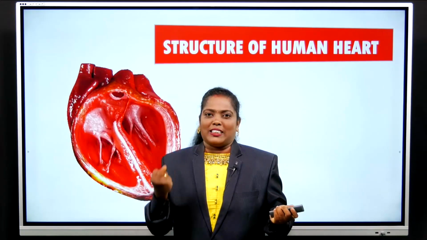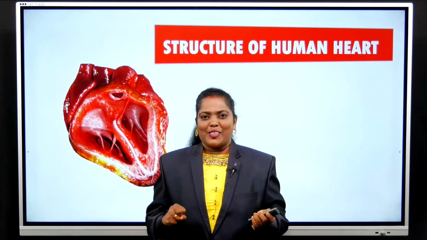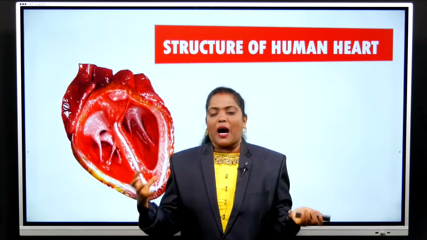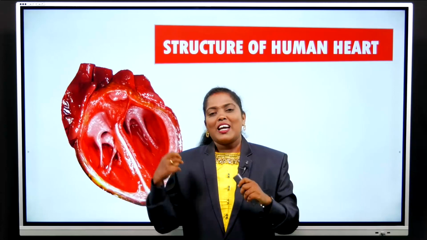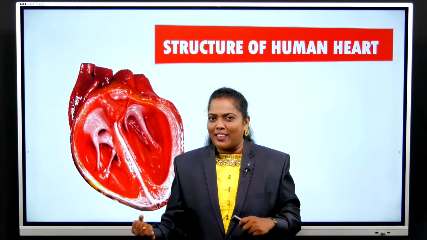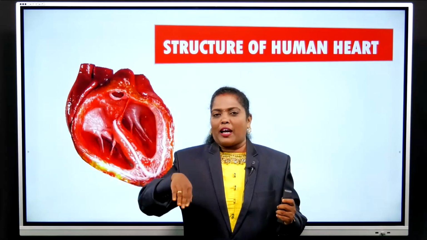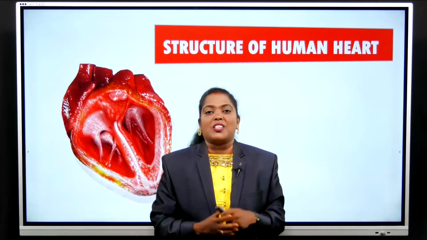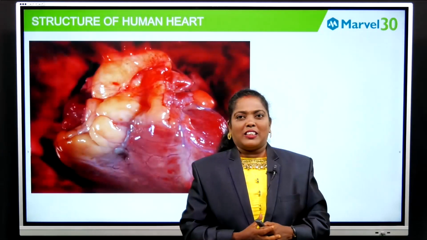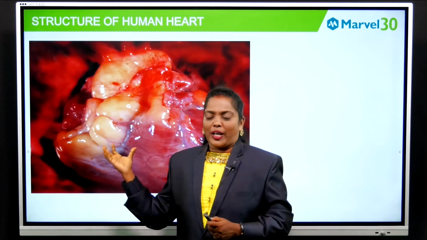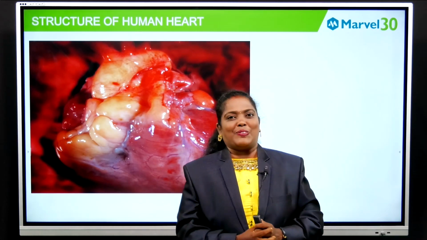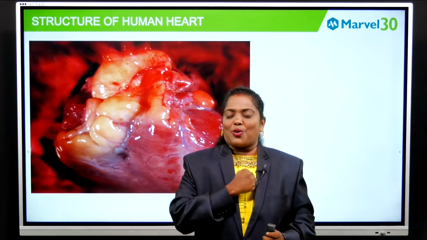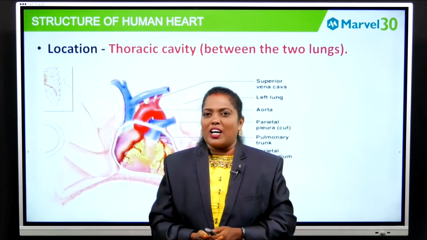So the heart is a pumping mechanism which supplies oxygenated blood to the entire part of our body. Okay? And it gets the deoxygenated blood from the body and supplies it again to the lungs. So that is the main function of our heart. You can see the size of the heart. It is just a closed fist. Closed fist is the size of a heart.